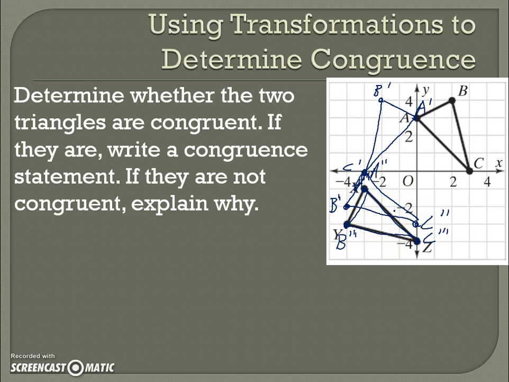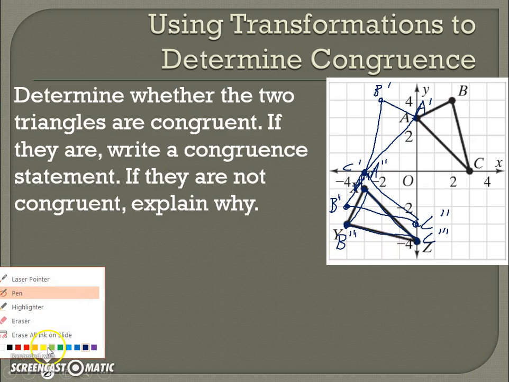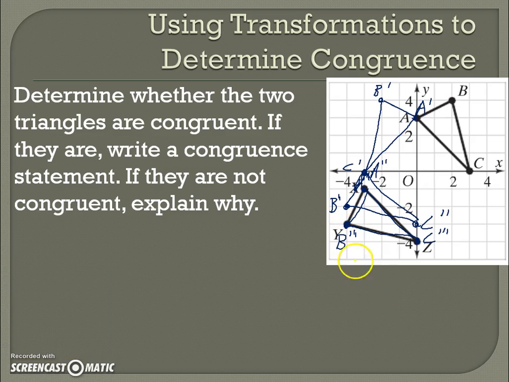So I need to write a congruence statement. The reason I labeled all these is because now I'm able to write a congruence statement based on these image titles. In other words, Y lines up with B, A lines up with X, and C lines up with Z. So I would say that triangle ABC is congruent to triangle, let's see, A goes along with X, B goes with Y, and C goes with Z. Remember that order matters.